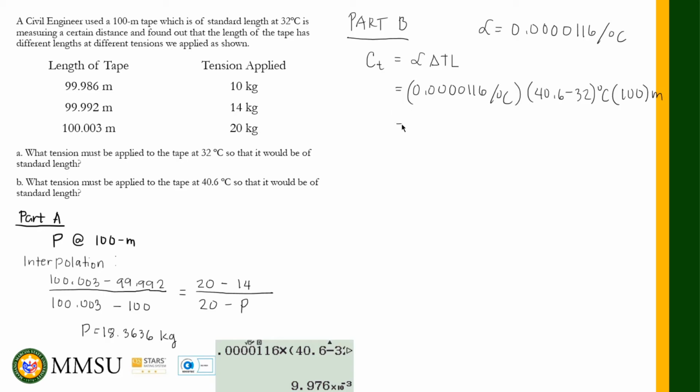So the correction due to temperature at 40.6 degrees is equal to 0.0000116, four zeros, that was 116, times 40.6 minus 32, times 100.